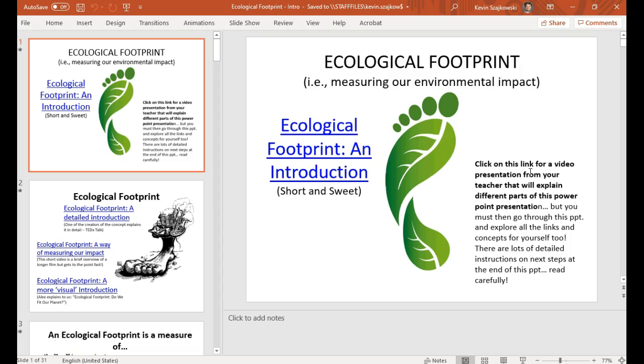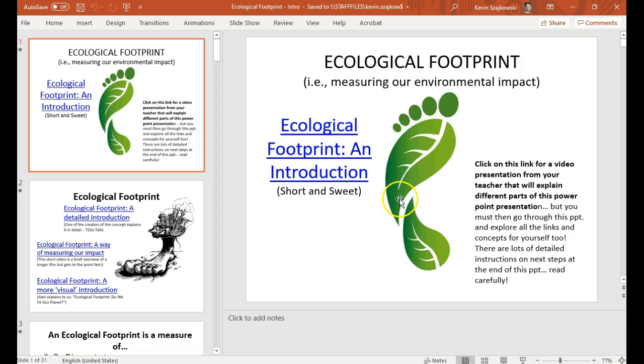But I want to stress the importance of, after hearing this conversation about the ecological footprint and about this PowerPoint, that you do go back and explore all the links and all the different concepts that are connected to this PowerPoint. It's rich with materials that are going to be very helpful to everyone as we move closer towards creating a final product for our ecological footprint report.